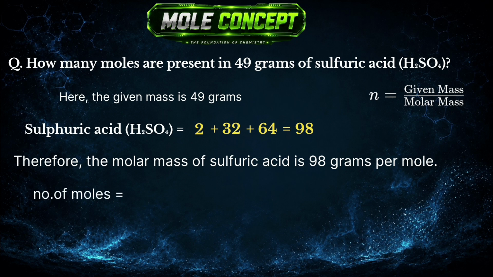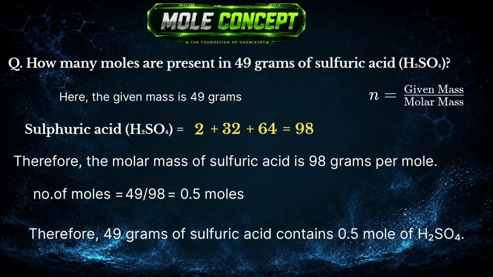Number of moles equals 49 divided by 98. Number of moles equals 0.5 mole. Therefore, 49 grams of sulfuric acid contains 0.5 mole of H2SO4.